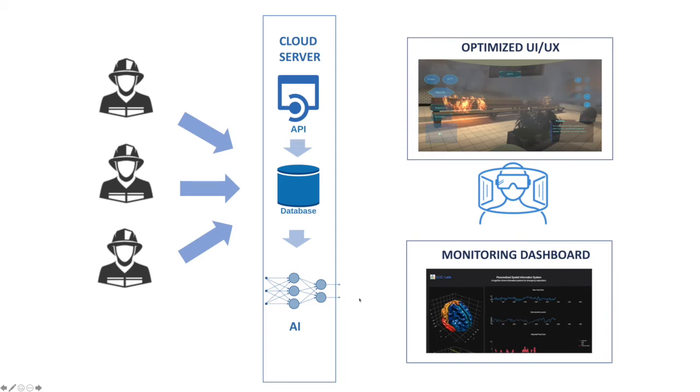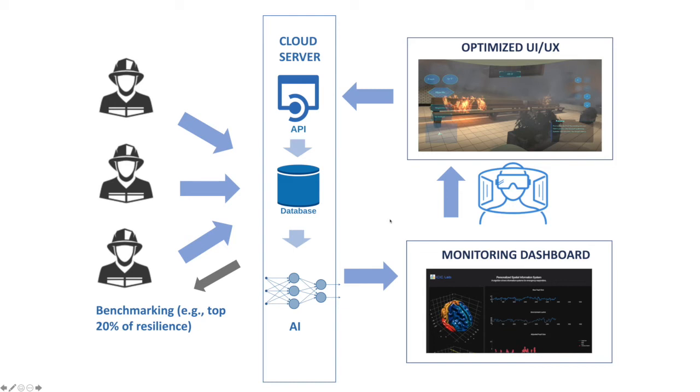The AI will run all the calculation, display the results in this centralized dashboard, and more importantly, customize the user interface for each person and send that to the head side. Once we have enough data points, we can run comparison studies among all the participants, among all the users, and tell a certain person the ranking of a certain performance. For example, in terms of wayfinding or cognitive resilience, you are ranked 20% out of all your peers, and this is where you should improve.